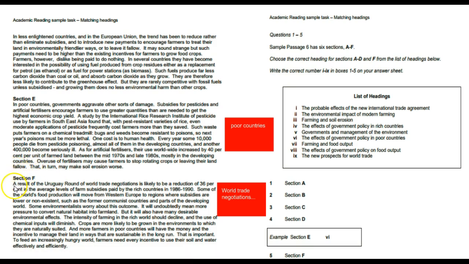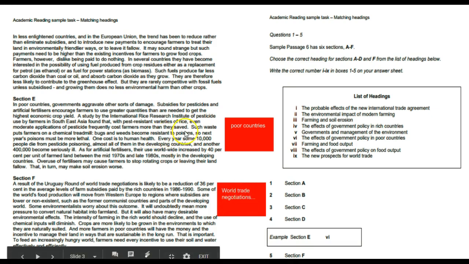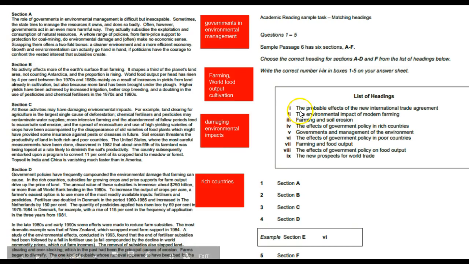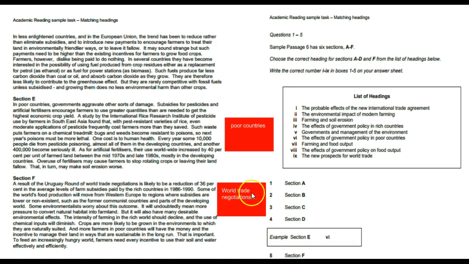And then section F, we have the first line: Uruguay round of world trade negotiations. So something about international world trade. We have world trade negotiations, and now we can start answering or matching the headings. Let's read the first heading, the probable effects of the new international trade agreement. As you remember, we have the last paragraph, and we have world trade negotiation, which sounds very similar, right?